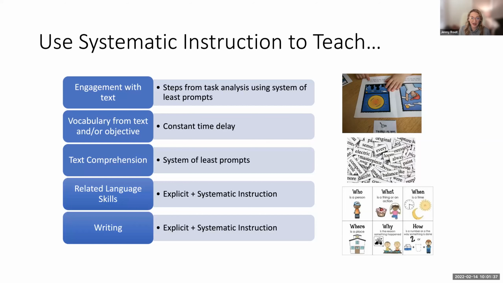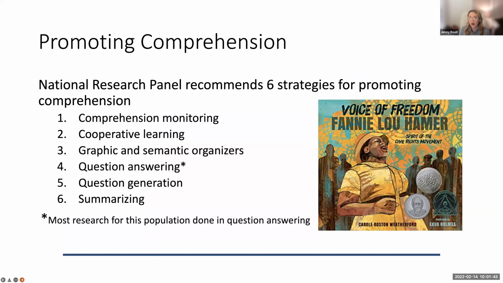So to promote comprehension, the National Research Panel recommends 6 strategies: comprehension monitoring, cooperative learning, graphic and semantic organizers, question answering, question generation, so students creating their own questions, and summarizing. Okay, so the National Reading Panel made these recommendations based on a review of research, but it did not target students with disabilities, much less students with more extensive support needs, partially because when this review took place, this was not one of the instructional priorities for these students. This just wasn't where our field and where the science was at the time.